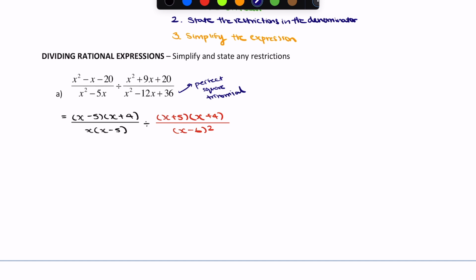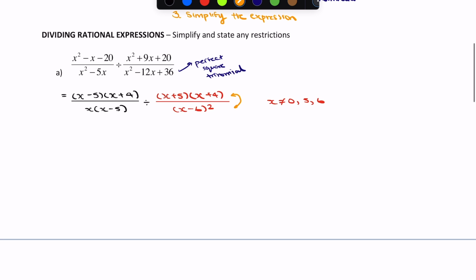Okay, so the first thing we want to do here is state the restrictions before we flip the division to multiplication and flip the fraction. Here we can indicate that our restrictions are x cannot be equal to 0, 5, or 6. Before we convert this division statement into a multiplication statement, we want to state the restrictions. So now we'll switch the numerator and denominator and make this a multiplication statement.